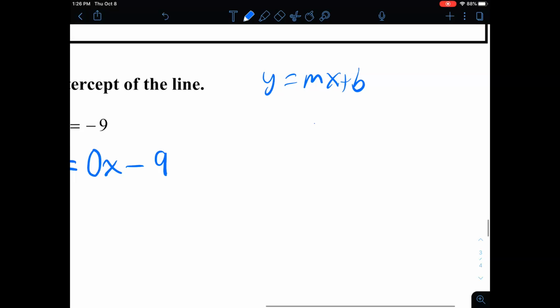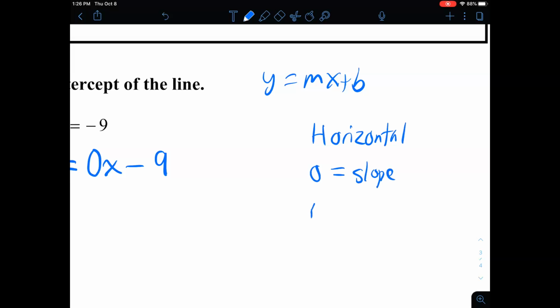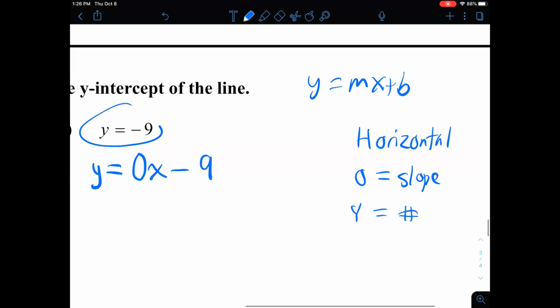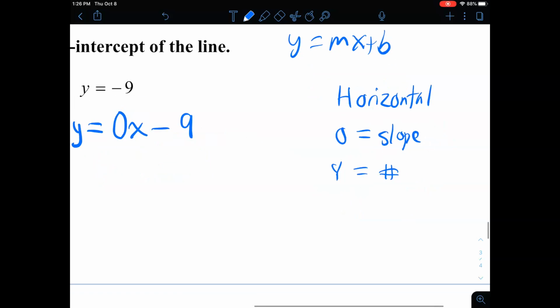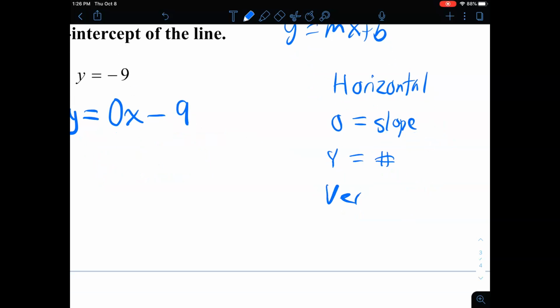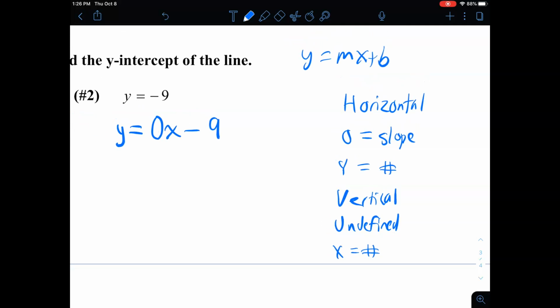Okay, remember HOY-BUCKS. Let's go through HOY-BUCKS really quick. Horizontal line. 0 equals the slope. Y equals a number is what the equation is going to look like. That's where we get the y equals negative 9. It's y equals a number. Then we have BUCKS: a vertical line. It's an undefined slope. And it's x equals a number is what the equation is going to look like.